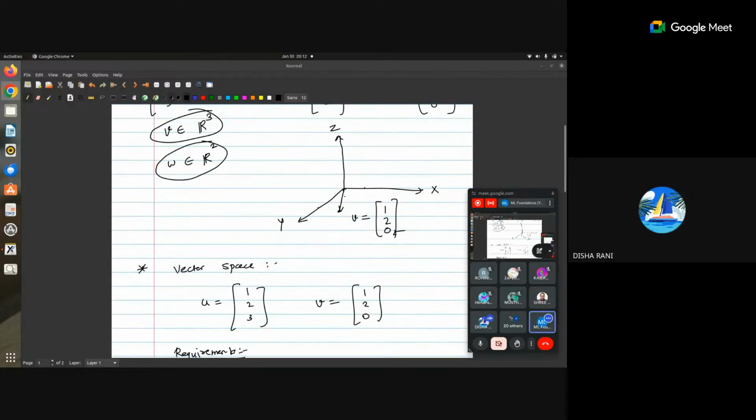So here you have a sum of vectors, but in this case it will be a plane. That plane containing all the combinations of these two vectors will be called a vector space. Okay, sir.